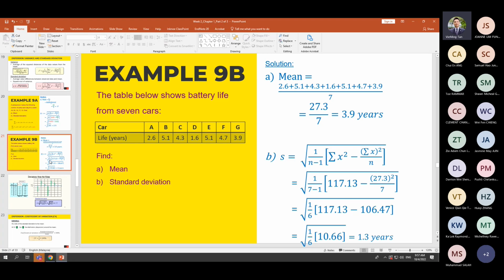Okay, one more time. 9B is also a test of understanding on calculating the standard deviation. What are the data we have? We have the car battery life for 7 cars. Car A battery life is 2.6 years, and car G battery life is 3.9 years. You're asked to calculate the mean value using this example.